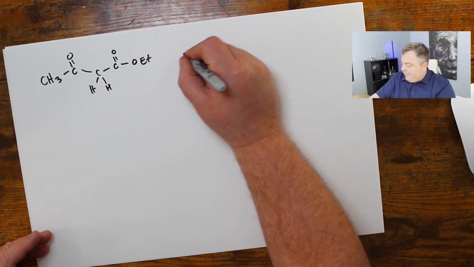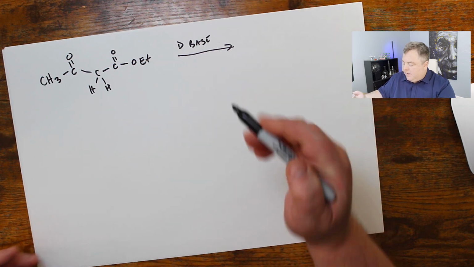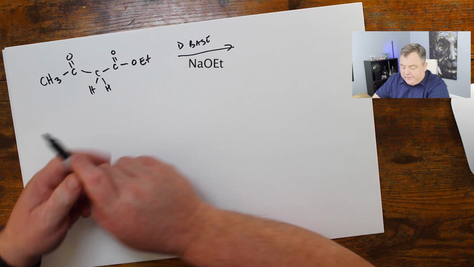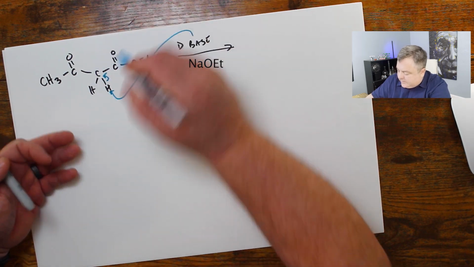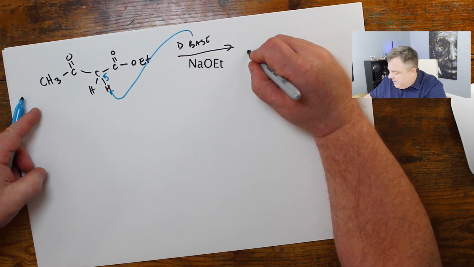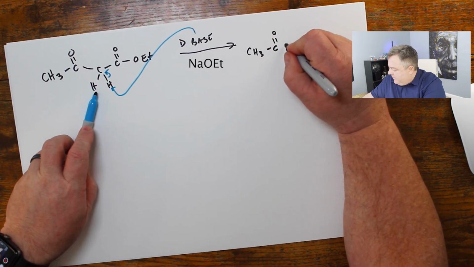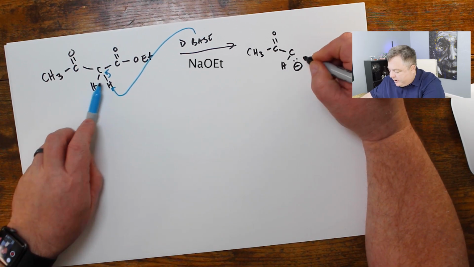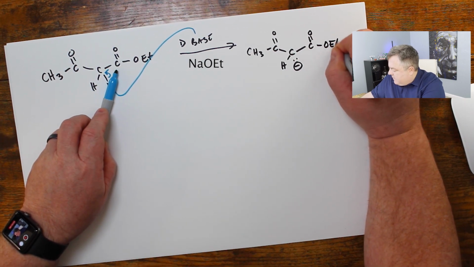Okay, there we go. Step 1, we add base. Ah yes, we remember, between the two carbonyls, that's the most acidic hydrogen. So the base will pull off one of these, leave the electrons behind to make methyl, carbonyl, carbon with one hydrogen, a lone pair and a negative charge, to carbonyl, OEt.